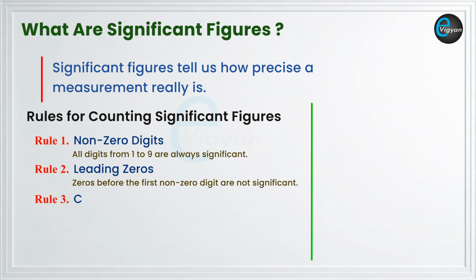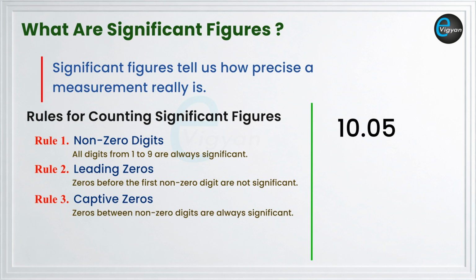The third rule is captive zeros. What are captive zeros? Captive zeros are those zeros which are between two non-zero digits. So zeros between two non-zero digits are always significant. For example, 10.05. How many significant figures here? 4.